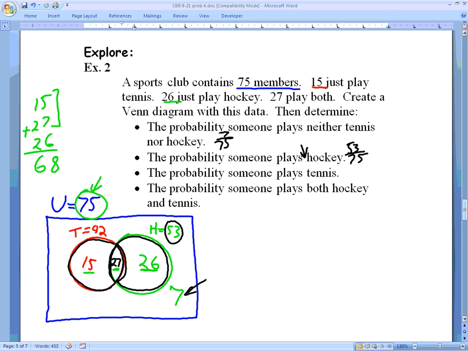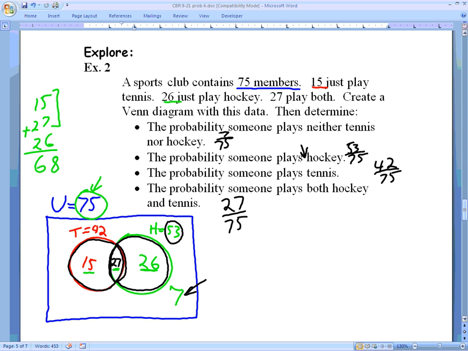Probability someone plays tennis. Again, we already figured that out. There are 42 members who play tennis in total. That includes the ones who just play tennis as well as the ones who play both tennis and hockey out of the 75. And finally, the probability someone plays both hockey and tennis was almost given to us. The number was the frequency of 27 out of 75.